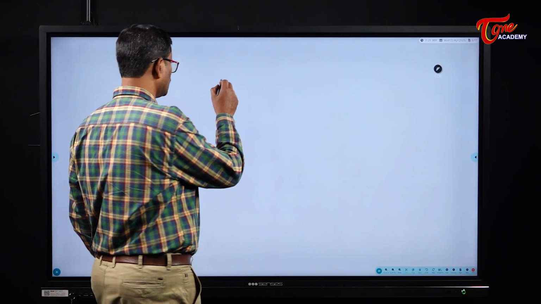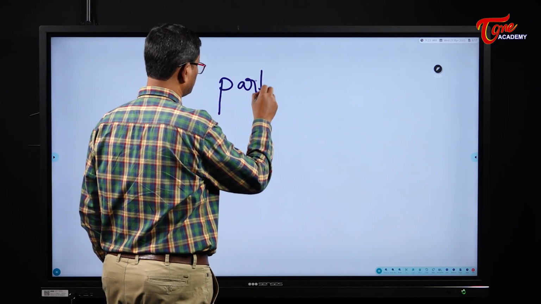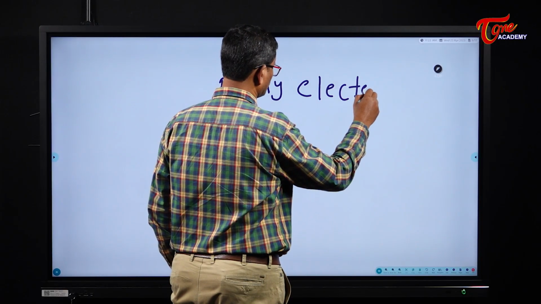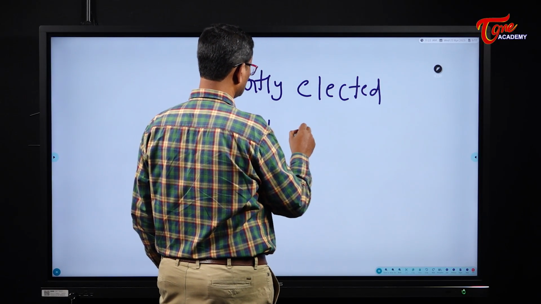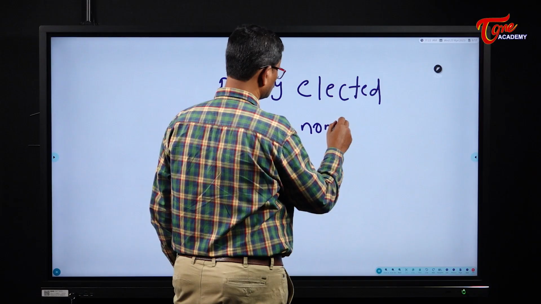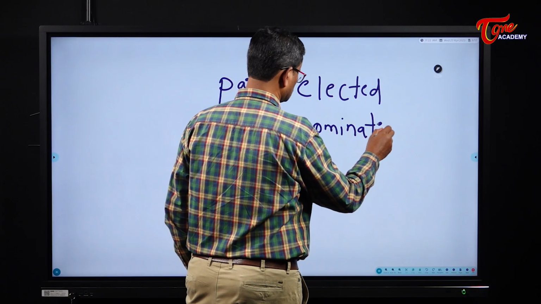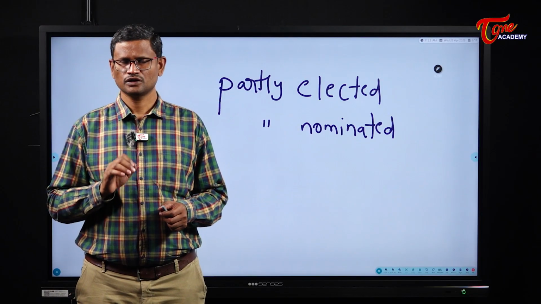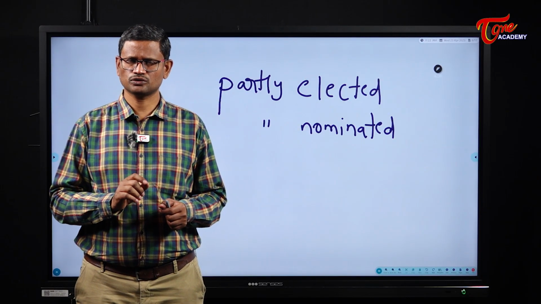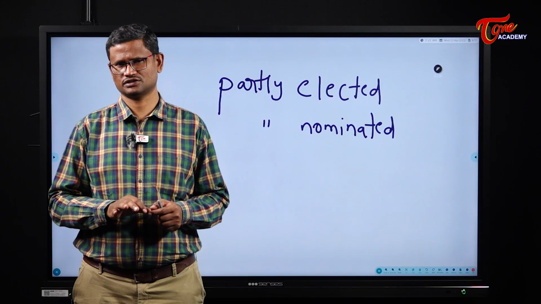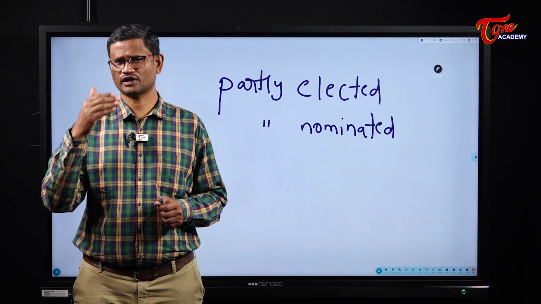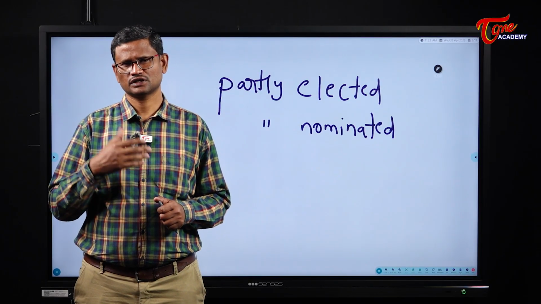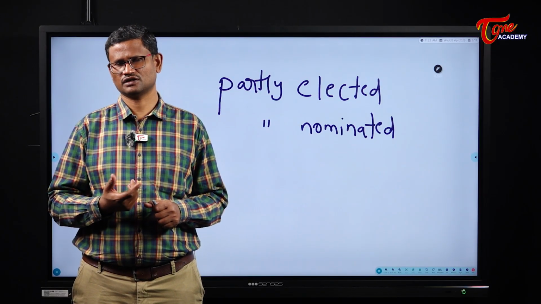Then, the composition of the Constituent Assembly is a partly elected and partly nominated body. So what do you mean by this? Though Pandit Jawaharlal Nehru argued for choosing the Constituent Assembly through universal adult franchise, through the right to vote for every adult, this was not practically possible in 1946, 47 and 48.